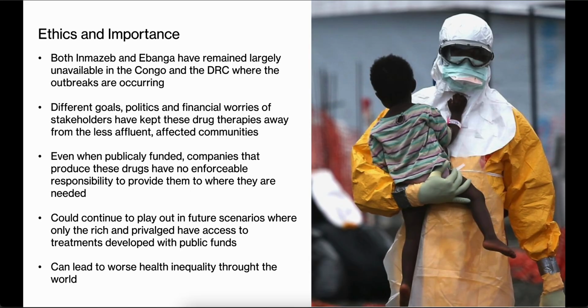And that brings us to the ethics and importance of the Ebola crisis. So while both Inmazeb and Ebanga have remained largely unavailable in the Congo and DRC where the outbreaks are occurring, so even right now in the outbreaks, they're asking for help for that. The largest stockpile of both these drugs is in the U.S.